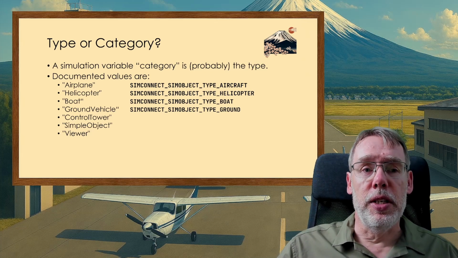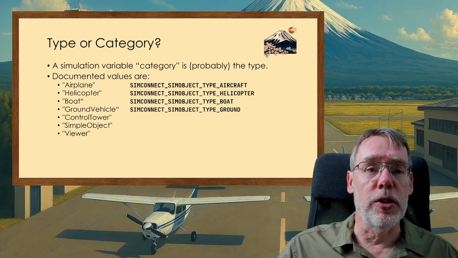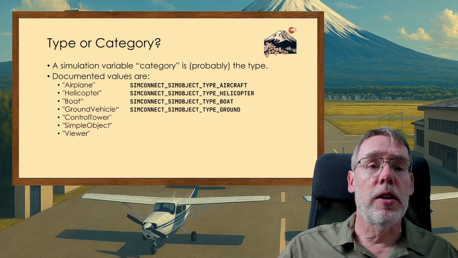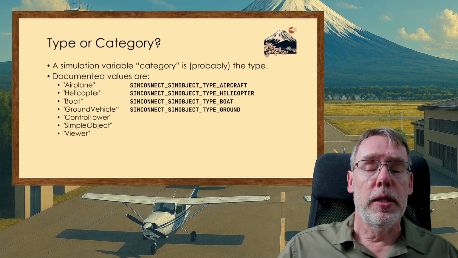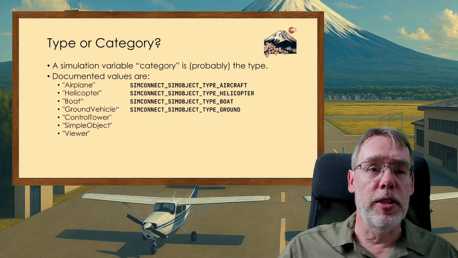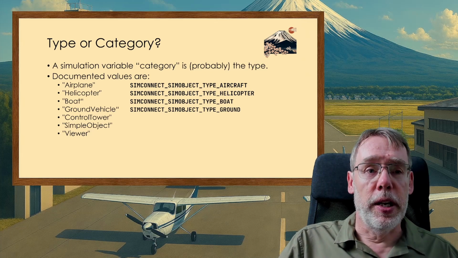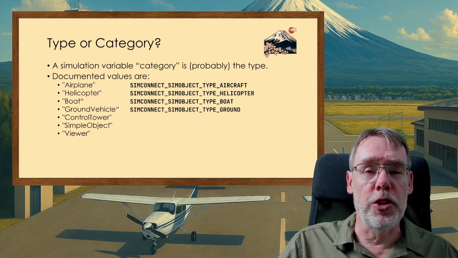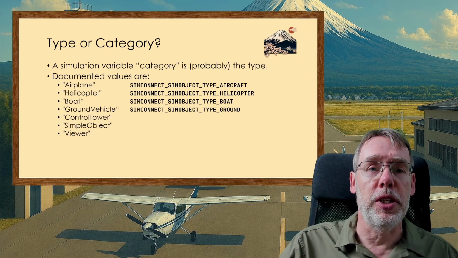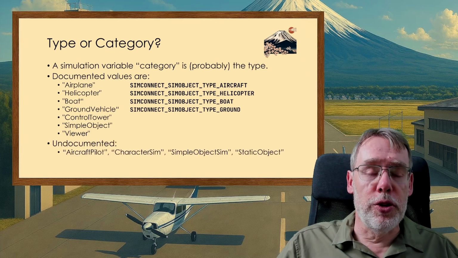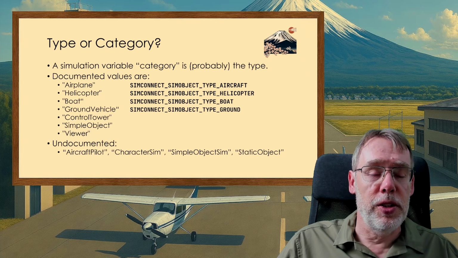I have the suspicion that this is because some of the items that you can get returned are actually scenery objects rather than simulated objects, but I'm not sure about this. I have asked about the inconsistency between the SimObjectType enumeration and the values in the category simulation variable.